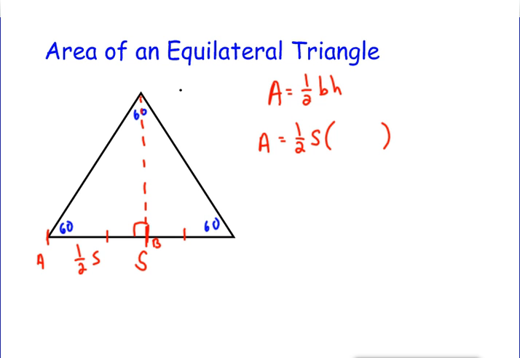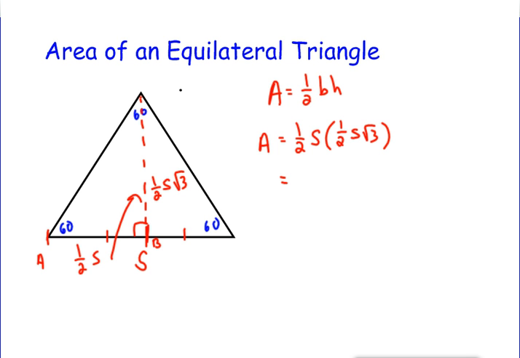Now we're looking at a 30, 60, 90-degree triangle where we're given the short leg, and if you know 30, 60, 90-degree triangles, you know that the long leg is just the square root of 3 times the short leg. So to get this length, we multiply 1/2 S times the square root of 3. And so the height is 1/2 S square root of 3, and we plug that in here.